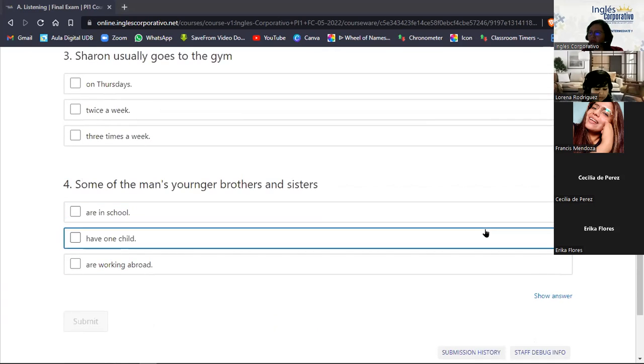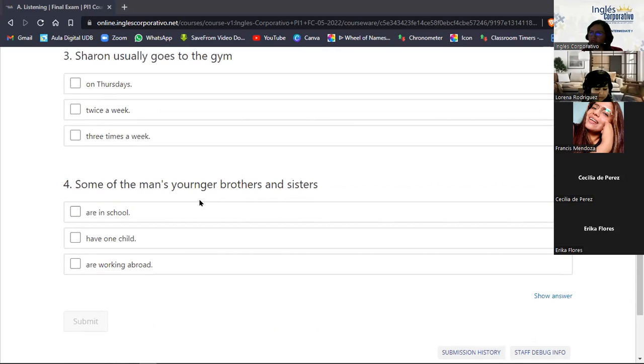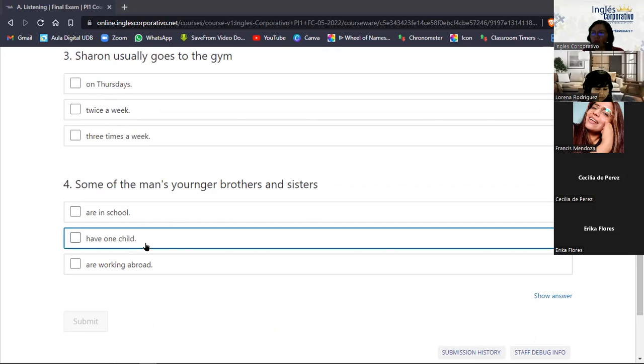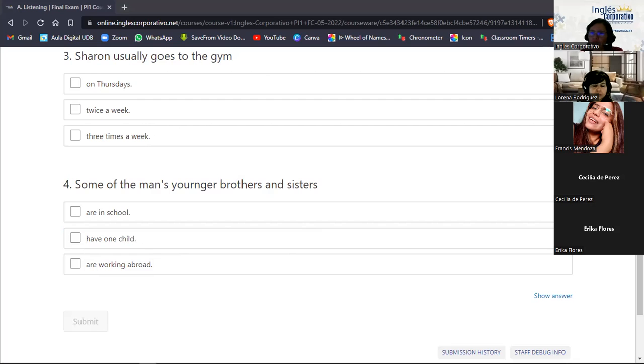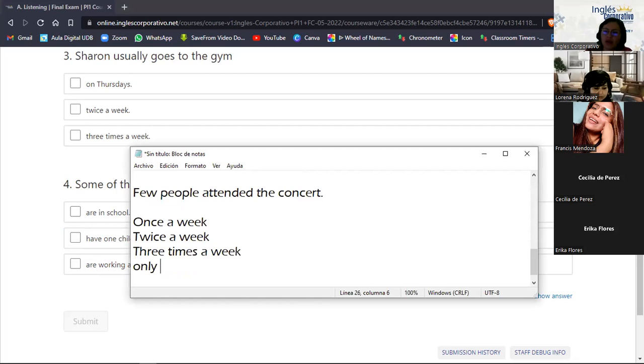Then, some of the man's younger brothers and sisters, right? Aquí hay un error. Esta R está de más. Younger brothers and sisters are in school, have only one child, and are working abroad, right? Child, singular is child, plural is children, right? One child. ¿Y cuál era la otra palabra, chicos, que decíamos cuando hablábamos de hijos únicos? Only child, right? Hijo único decíamos, se decía only child. I'm an only child. Soy hijo único, right?